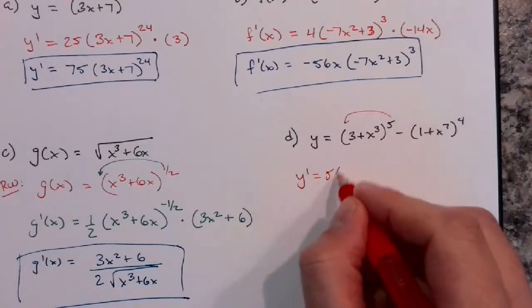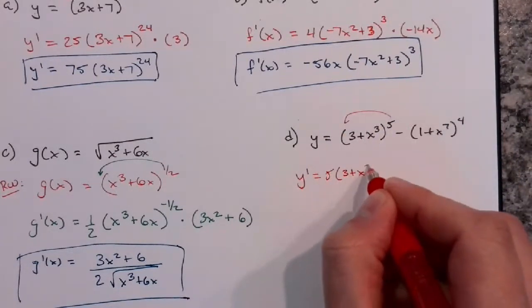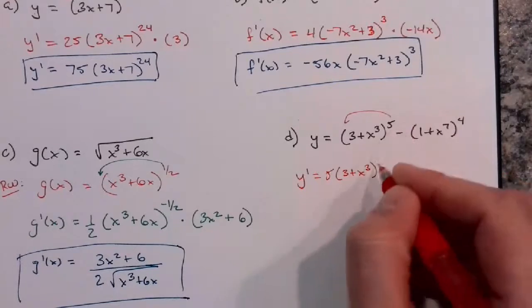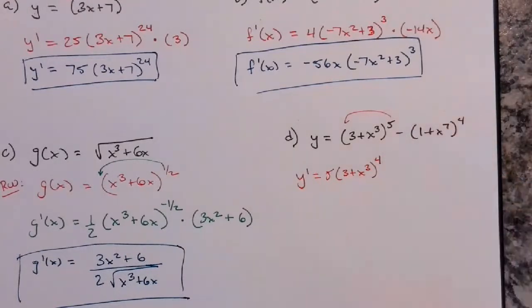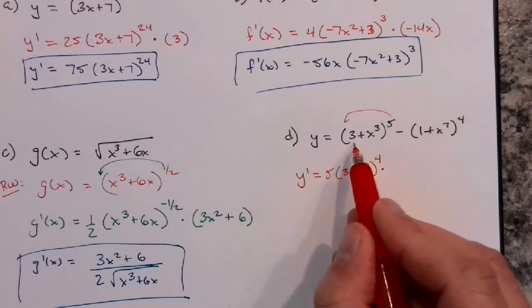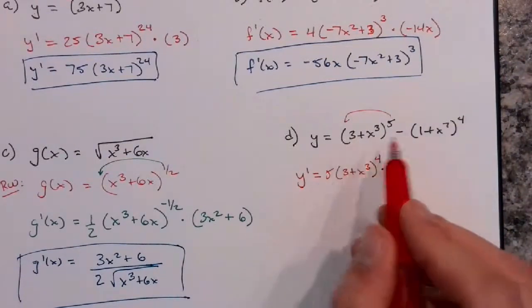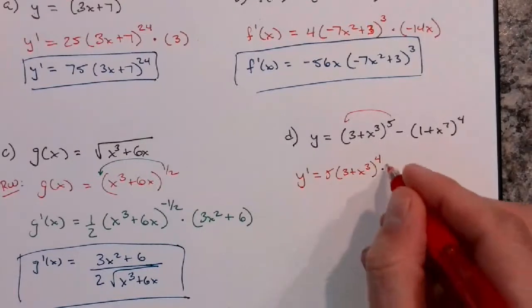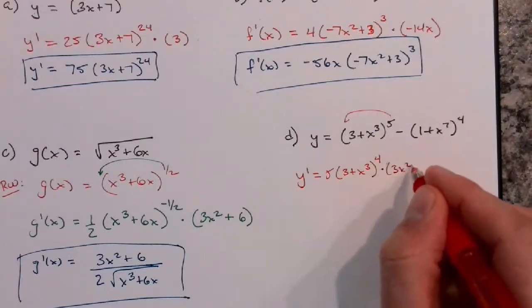So you have 5 times the inside, which stays the same, and then the power becomes 4 because you reduce it by 1, times the derivative of the inside. The derivative of the inside: the derivative of 3 goes to 0. The derivative of x cubed is just 3x squared.